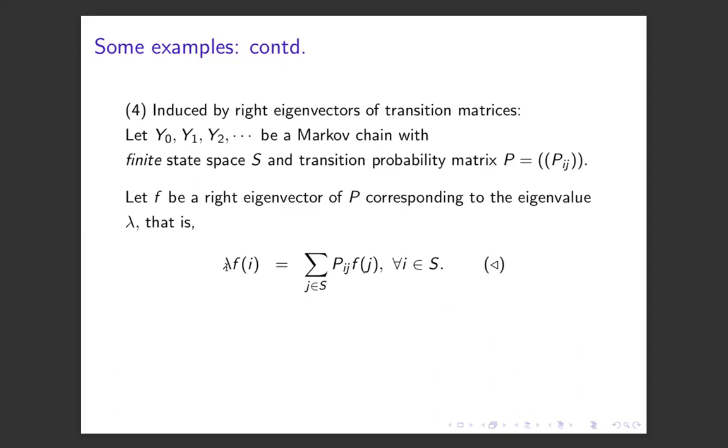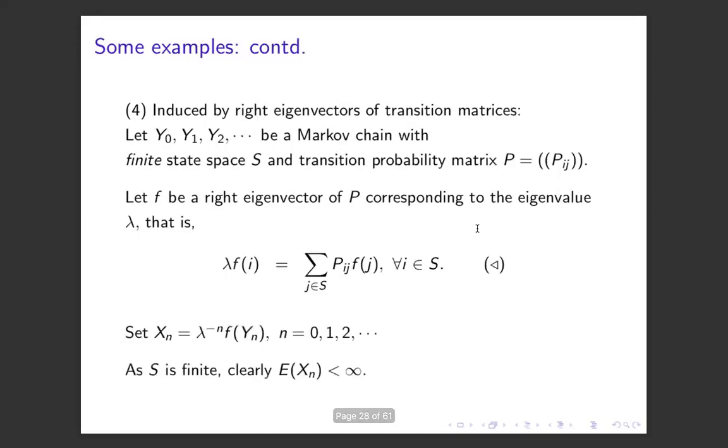Earlier we had lambda equal to 1, so it was that equation. Now with that lambda: lambda times Fi is equal to summation over j of Pij Fj, for every i in S. So that is what F is. In this case, we take Xn as lambda to the power minus n, that is 1 over lambda to the power n, times F of yn. So our candidate for being a martingale is Xn.